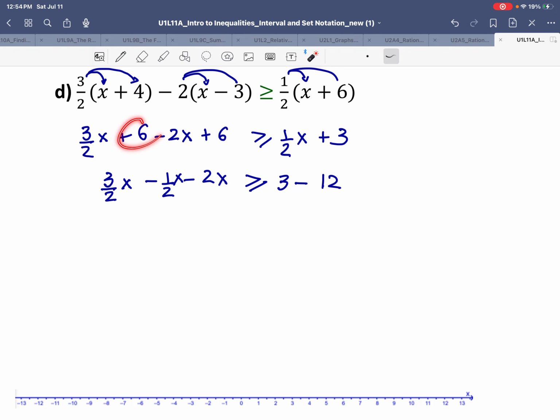So these two 6's will make the 12. Well, surprise, surprise. Let's see what we get in here. So 3 over 2x minus 1/2 x will be 1x. You see that? So 3 minus 1 divided by 2 is 2 over 2x. So we got rid of the denominator. So positive 1x minus 2x will be negative x, greater than or equal to 3 minus 12, which is negative 9. Now, it looks like x is isolated, but not exactly.